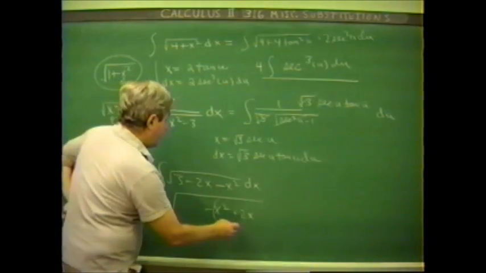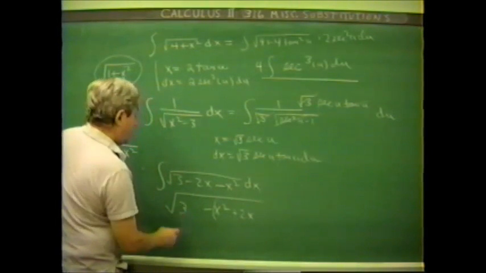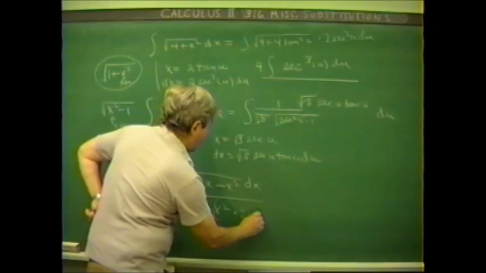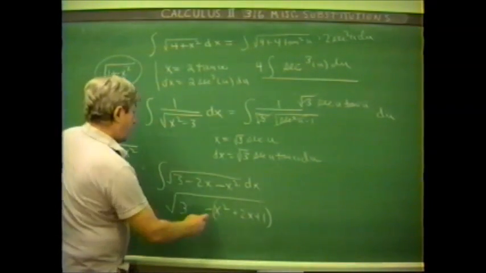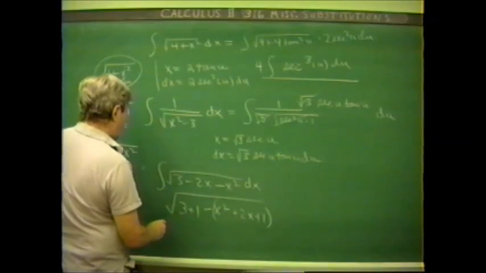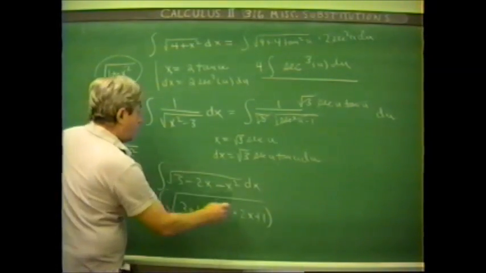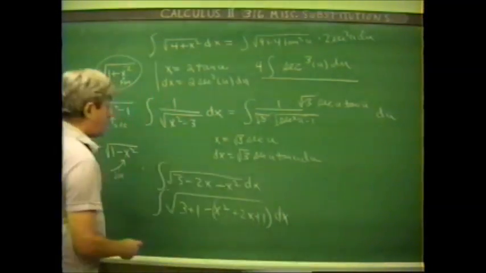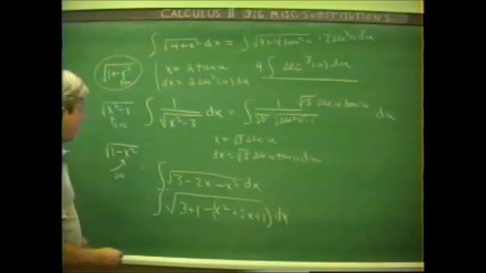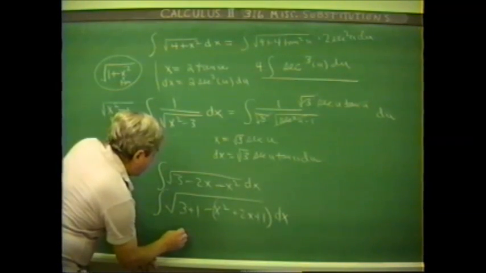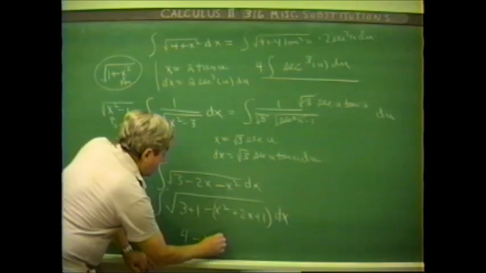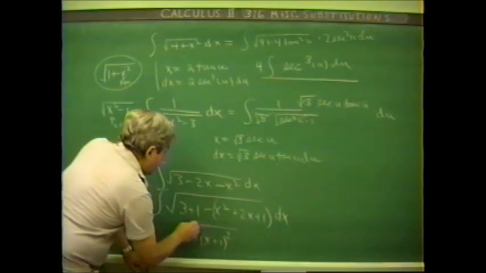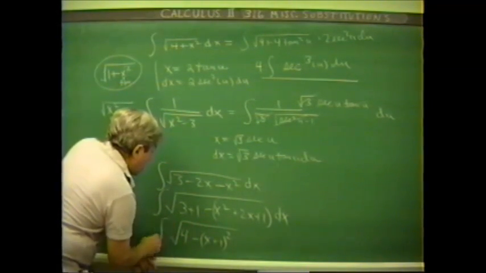Like so. If I complete the square here, I've got 3 out here. I want to add 1, which is to say I subtracted 1, so if I subtract 1, I have to add 1 to get out of here. So this is the antiderivative of the square root of 4 minus x plus 1 squared, dx.